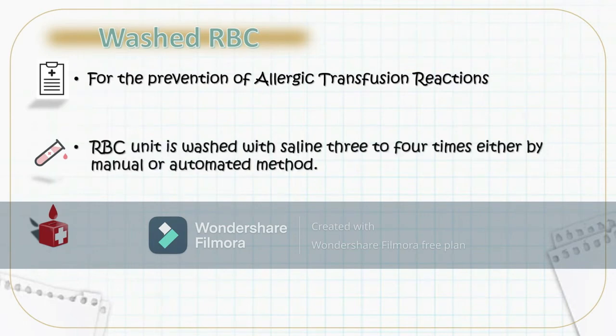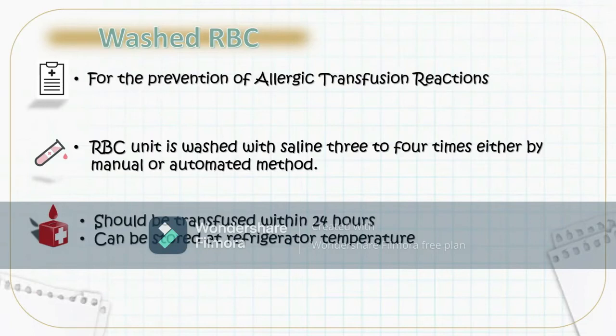The preparation of your washed red blood cell is simply performed by washing the unit with saline 3 to 4 times, either by manual or automated method. Now, it should be taken note that once we wash our red blood cell units, we are actually exposing it to an open system. This is why such units should be transfused within 24 hours upon preparation. During this 24-hour period, the blood unit can be stored at refrigerator temperature, which is at 1 to 6 degrees Celsius. Lastly, we have our frozen red blood cells.